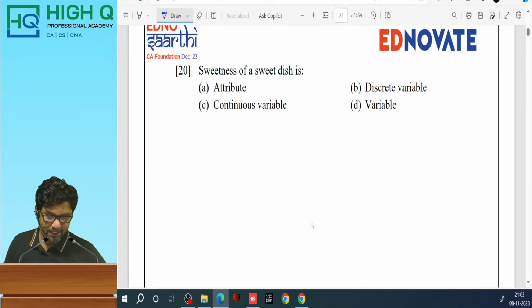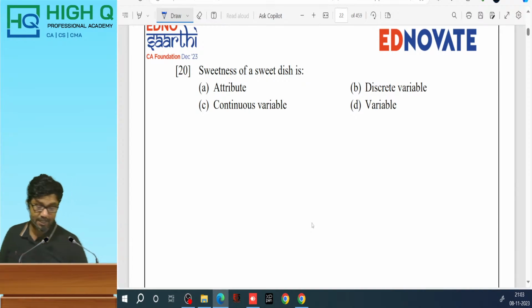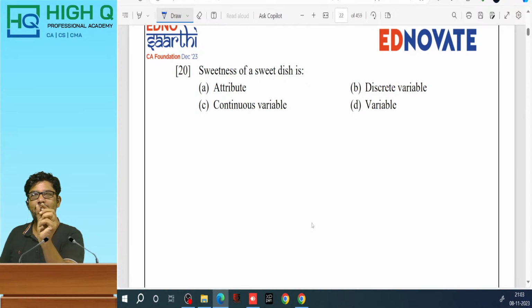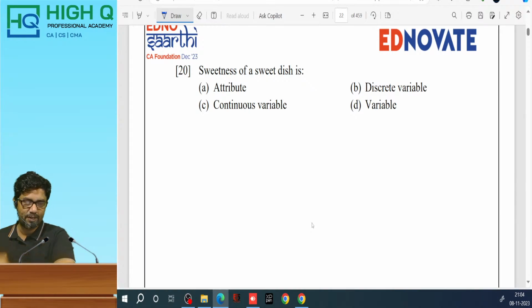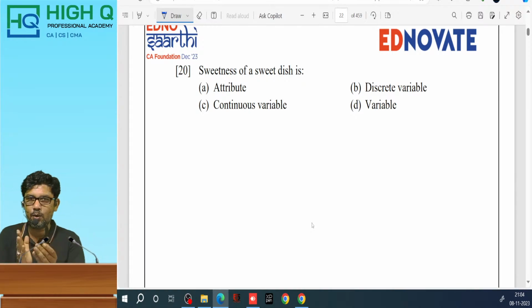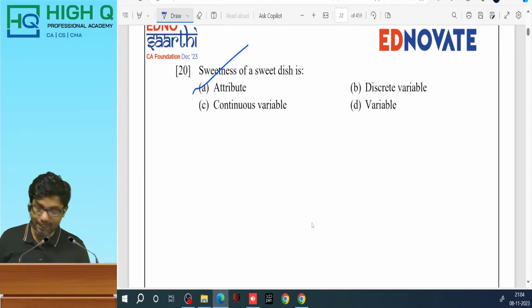Sweetness of a sweet dish is attribute, discrete, continuous, variable. What is it? Very good. Sweetness, sir, less sweet, more sweet, no sweet. This is also data. But what type of data is it? Can we denote it numerically? No, it's actually an attribute. It's qualitative. It is qualitative.